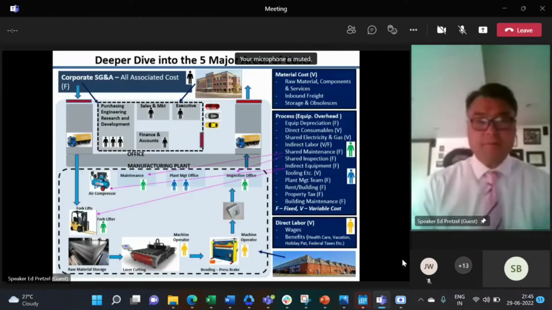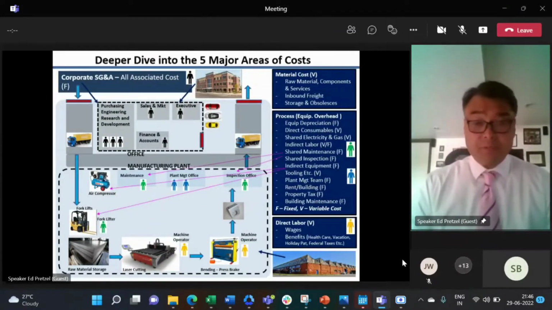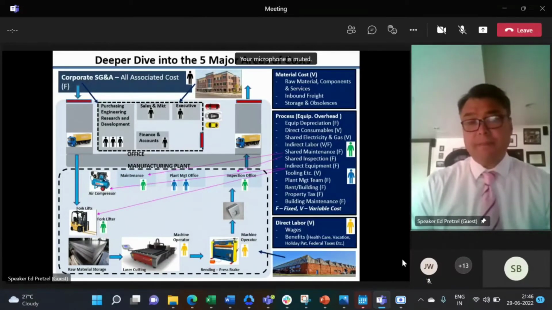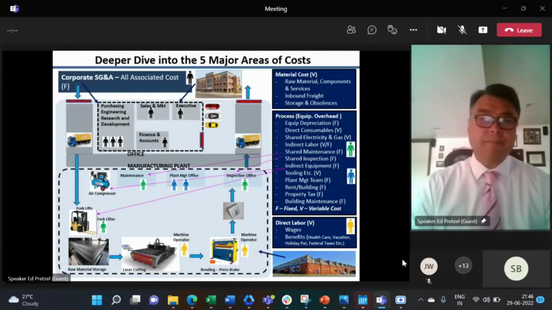Let's go a little bit deeper. When you think about SG&A, typically it's going to be your sales and marketing resources. So that's going to be people and budgets. You're going to have your executives, finance and accounting. Legal will also be in there, generally a small cost, and then purchasing, engineering, research and development, if the company has it.